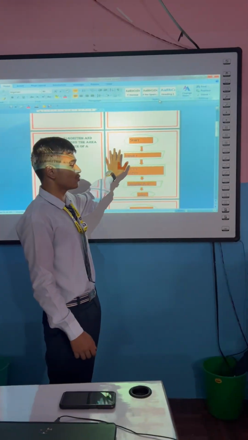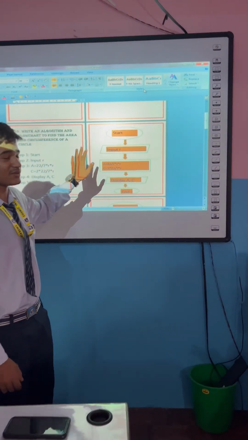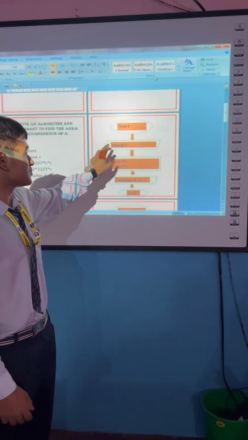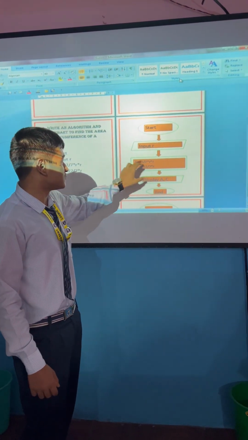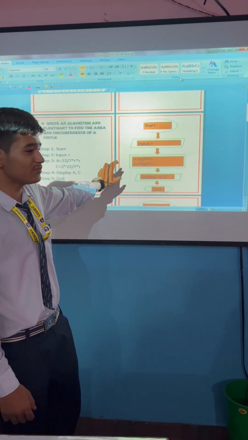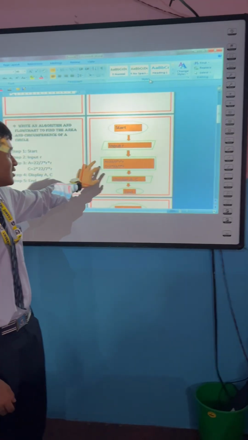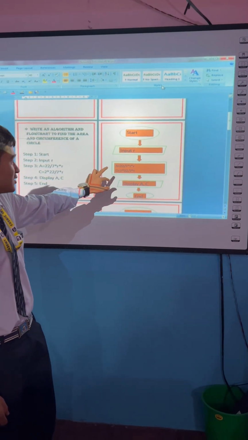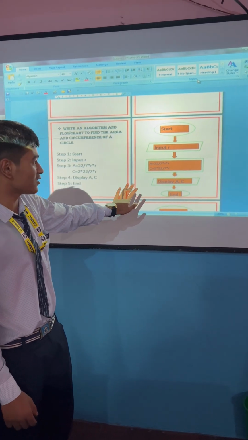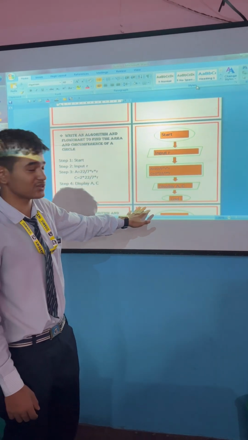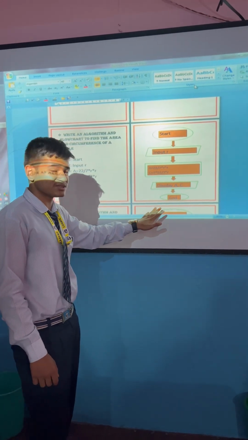Firstly we have to make an oval in which we have to write start, and secondly it's a parallelogram where we have to put input, and the third one is always a rectangle box in which we have to calculate the formulas or the given instruction. Step 4 is a parallelogram, and it is used to display the result, and step 5 is end.